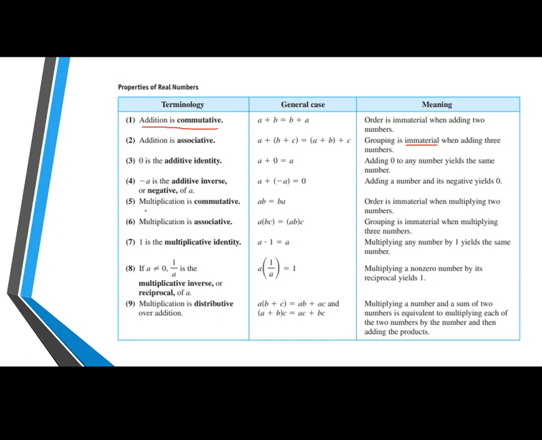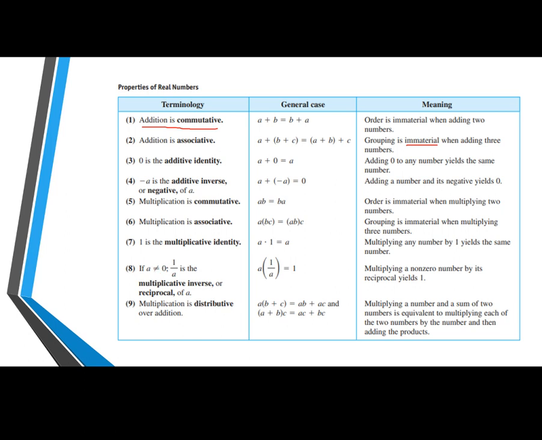So multiplication is commutative. A times B is equal to B times A. So order is immaterial when multiplying two numbers. Multiplication is associative. A times the quantity BC is equal to the quantity A times B, times C. So grouping is immaterial when multiplying three numbers. One is the multiplicative identity. So A times 1 is equal to A.